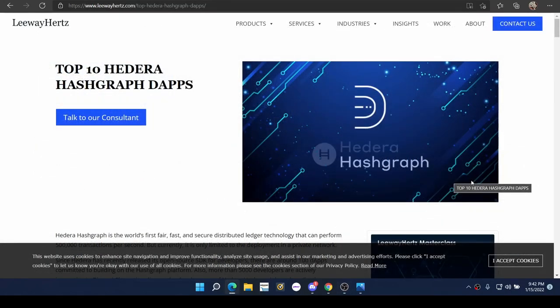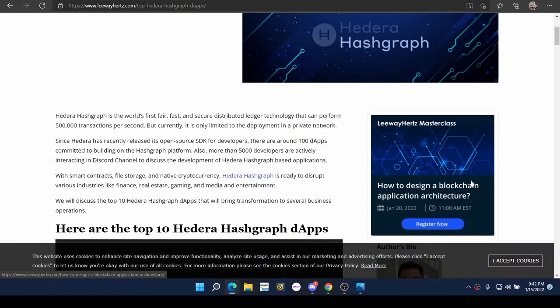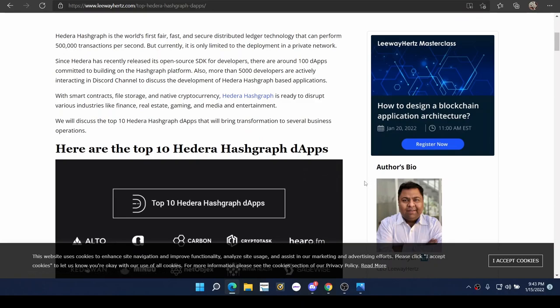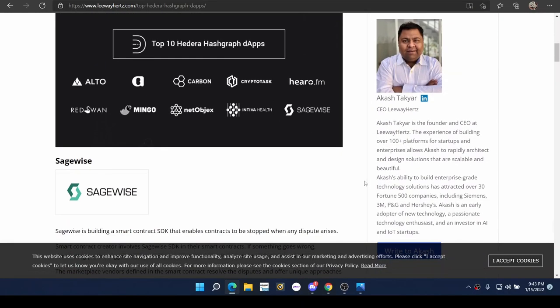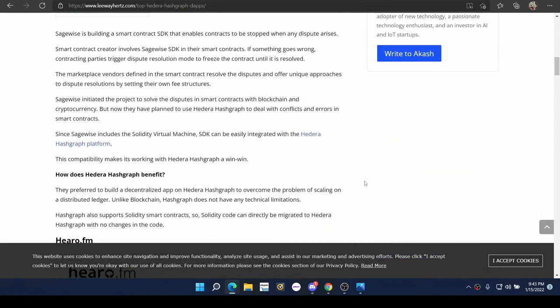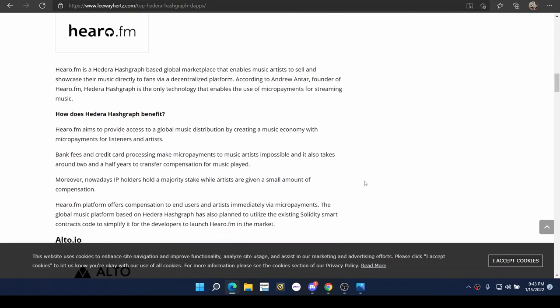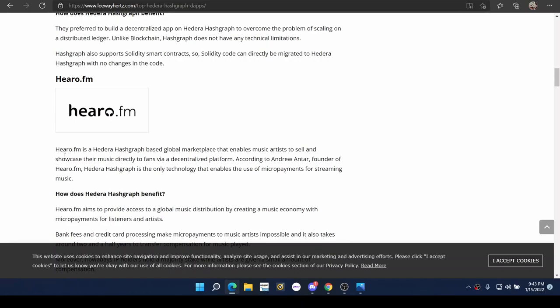Now, here we have the top 10 Hedera Hashgraph dApps. I personally have not heard much from any company that's built on top of Hedera, so I assume that they're still within development. But just to gloss over a few here, Sagewise, Hero FM, which I think would be a direct competitor to Audius, since they are a decentralized music streaming platform.